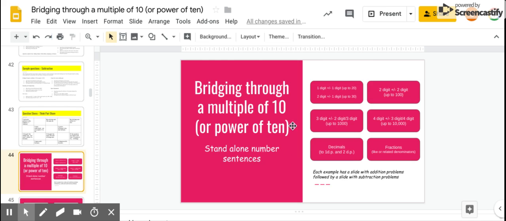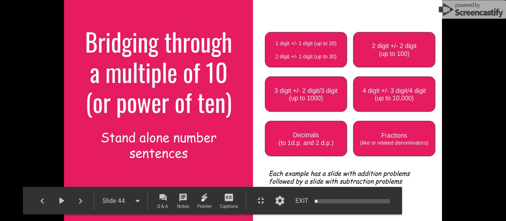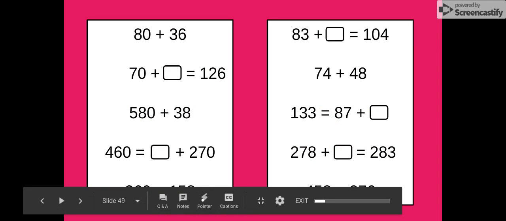The first set are just standalone number sentences. If you click on a specific number range, for example, 3-digit plus or minus 2 or 3-digit up to 1,000, it will take you to that section. Any of these problems could be appropriate and would be used just as one problem for your number talk that day.